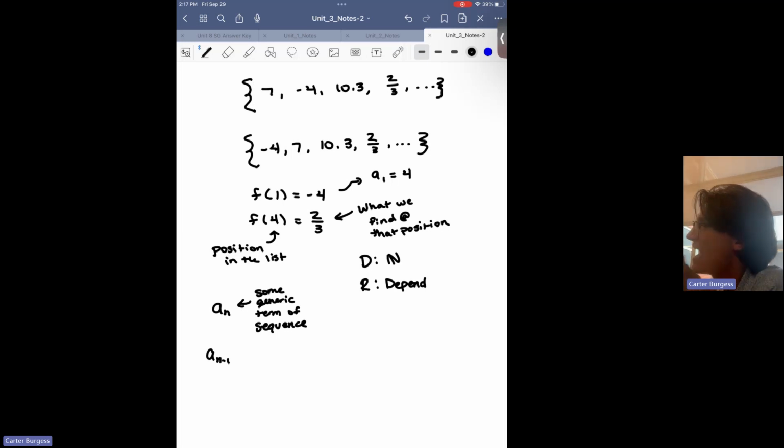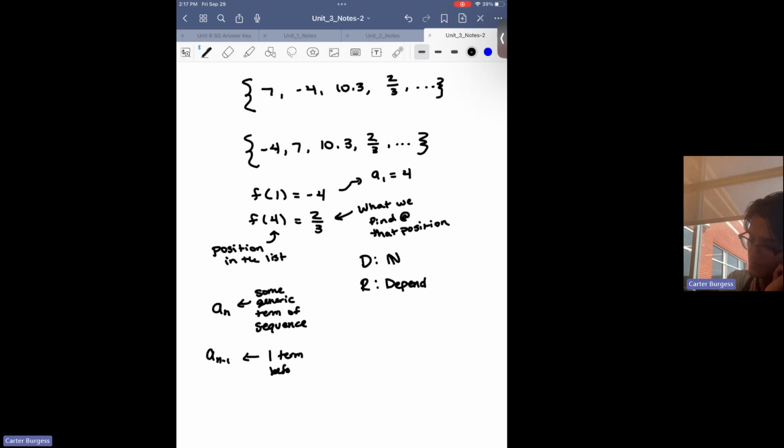If a sub n is just some random term in my sequence, what is a sub n minus 1? How would we describe this? Yeah, the term that comes before. This is one term before a sub n. What would one term after a sub n be? A sub n plus 1 would be one term after.